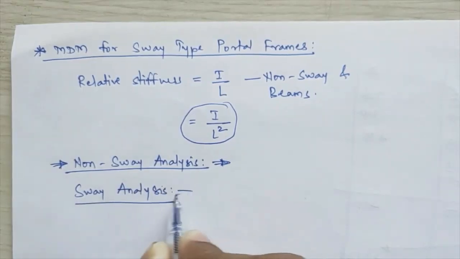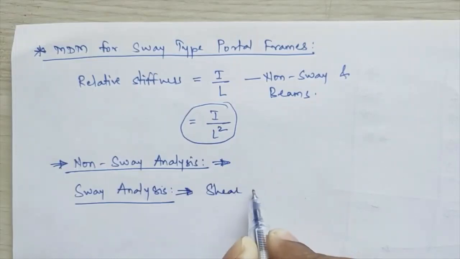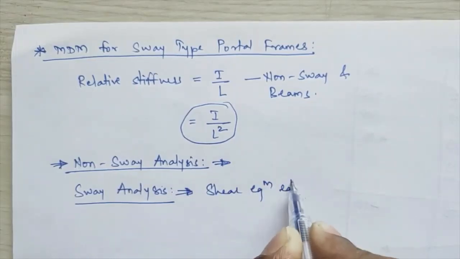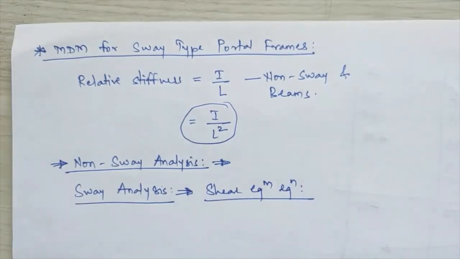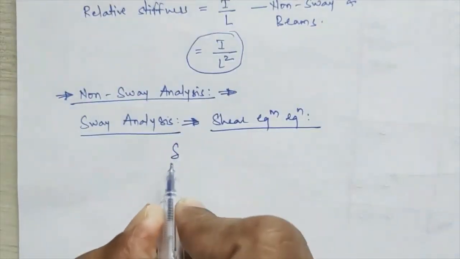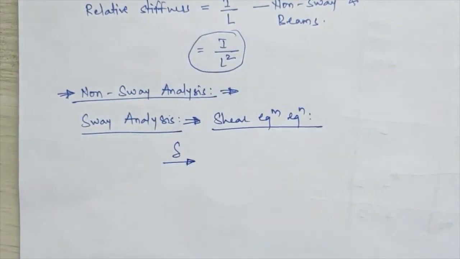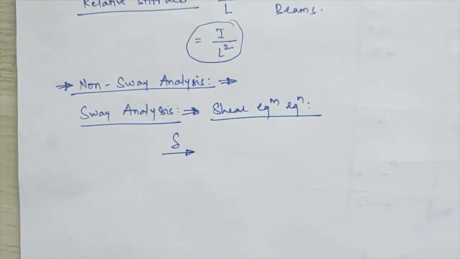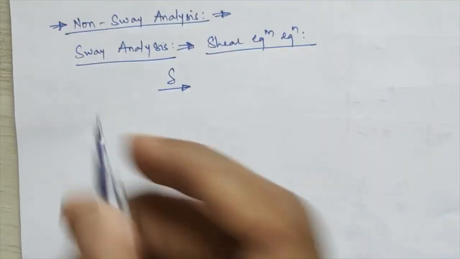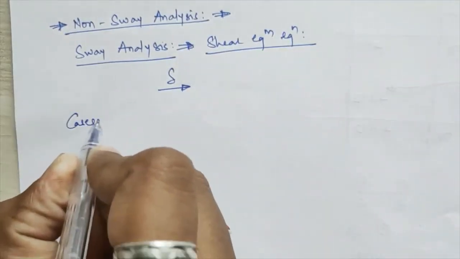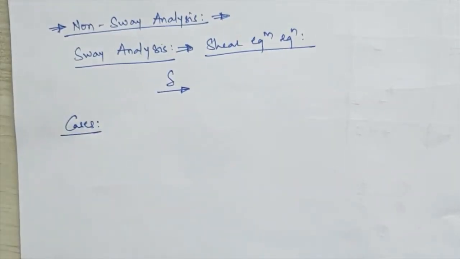Along with this, we have to introduce the shear equilibrium equation, because as per our sway concept, the degree of kinematic indeterminacy increases by 1, that is, the delta value comes into effect, which we assume towards the right-hand side of the frame. So we'll see the cases I mentioned for relative stiffness in case of sway type of portal frame. Note down these cases very carefully.